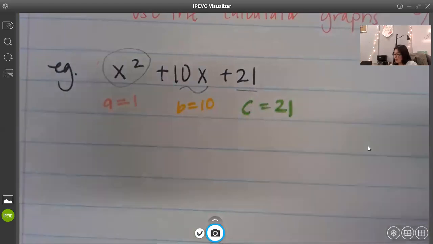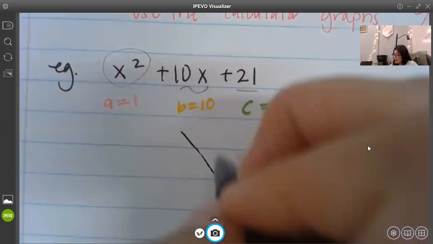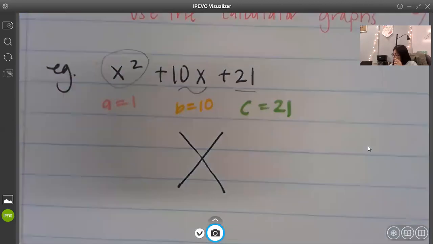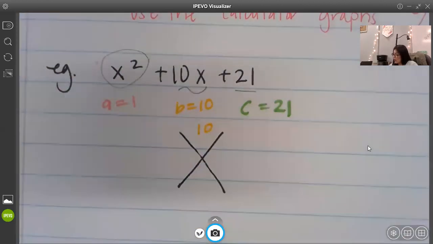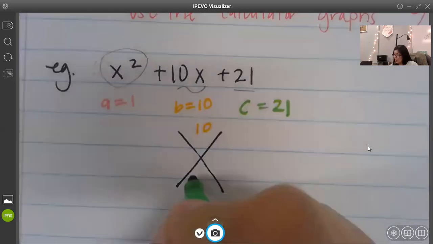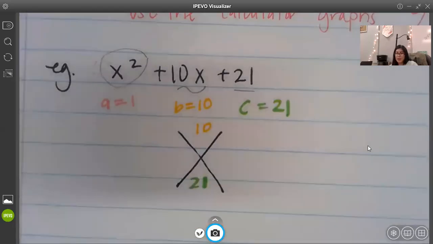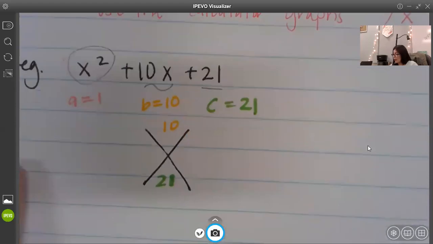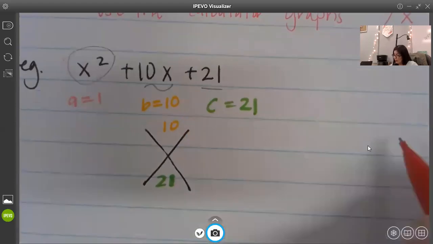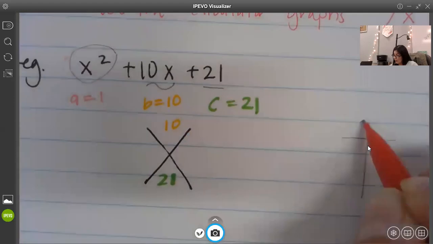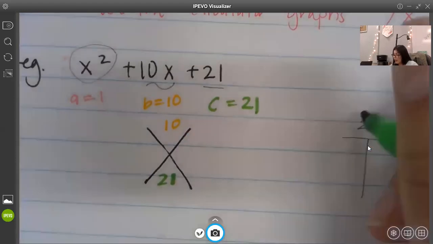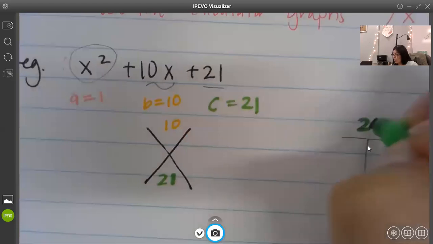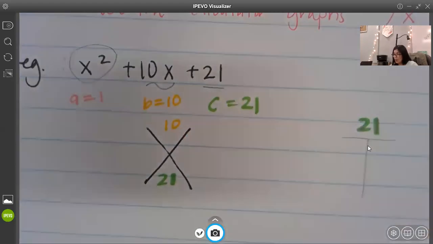Then we're going to make our big X, and our B goes on top, so two numbers that add to give you 10, two numbers that multiply to give you 21. So I make a list of factors for 21. Again, the goal is to do this with just mental math, or you could write it down on paper, but without a calculator.